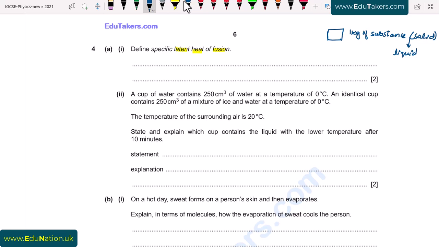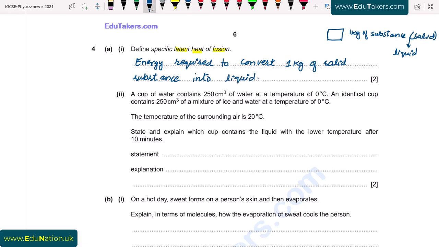So I write here: energy required to convert 1 kilogram of solid substance into liquid. So this is basically the specific latent heat of fusion.